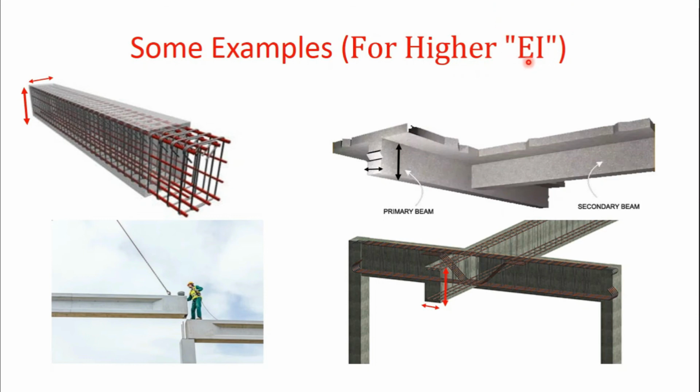And I have already said that to increase the modulus of elasticity we use steel, and to increase I we use the correct orientation, and this one is the correct orientation because the dimension along the load side, or parallel to the load side, is higher compared to the dimension which is perpendicular to the load side.